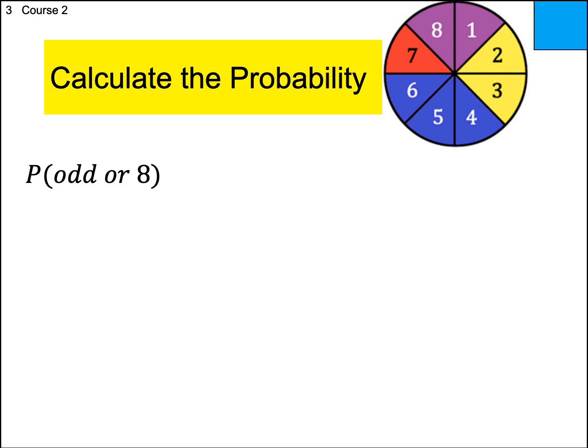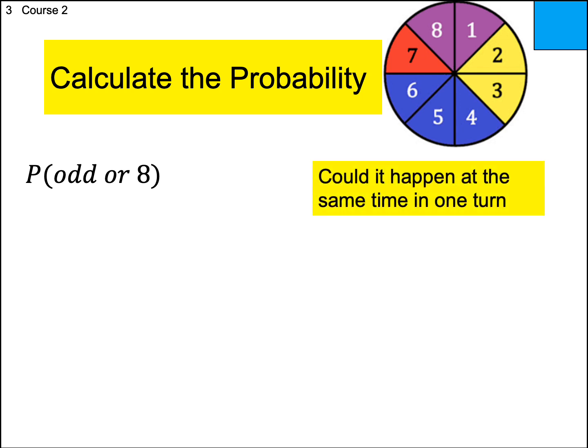All right, one more. Probability of odd or 8. Mutually exclusive or overlapping? Could you get both of those in one spin? Could you be both odd and an 8? No, you can't, right? That is mutually exclusive. Now, I keep saying this word non-overlapping. I understand it can be confused with overlapping, right? So just be careful. So this is mutually exclusive, or non-overlapping.